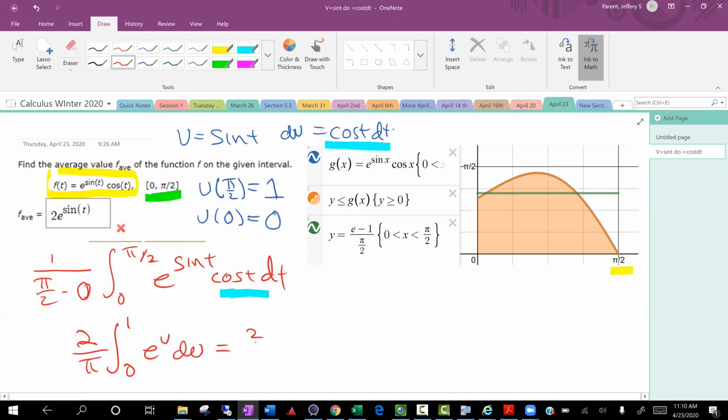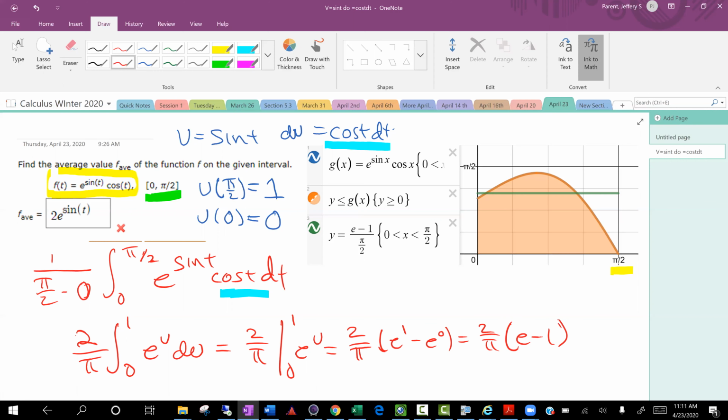So that's 2 over pi. And we're done integrating, so we'll write a straight bar, 0 to 1 of e to the u, which is 2 over pi times e to the u, or e to the first power, minus e to the 0 power, which of course is 1. 2 over pi times e minus 1. So how's that one looking?